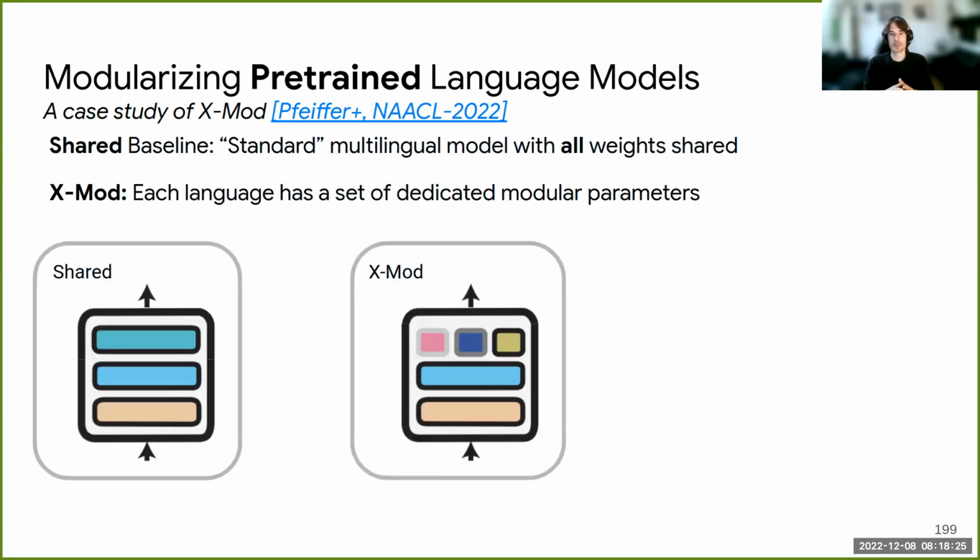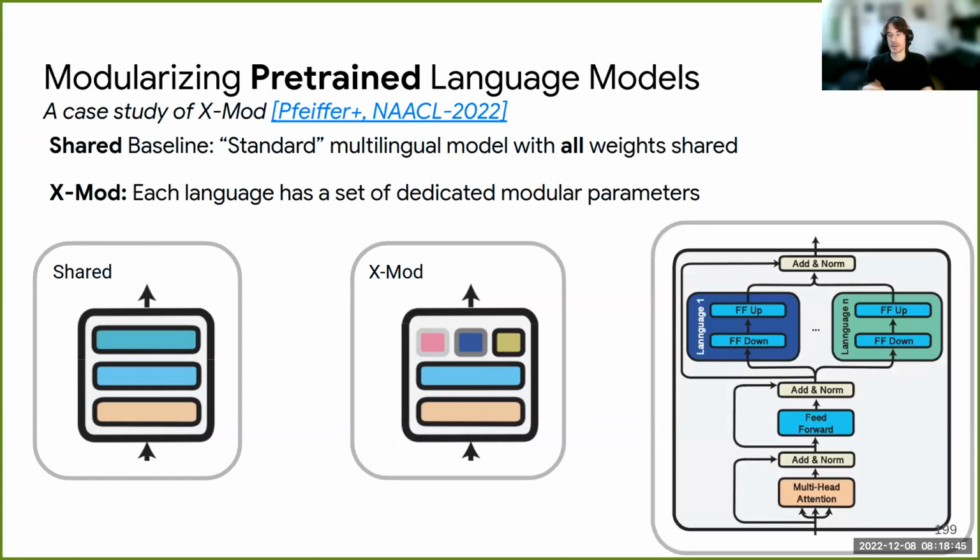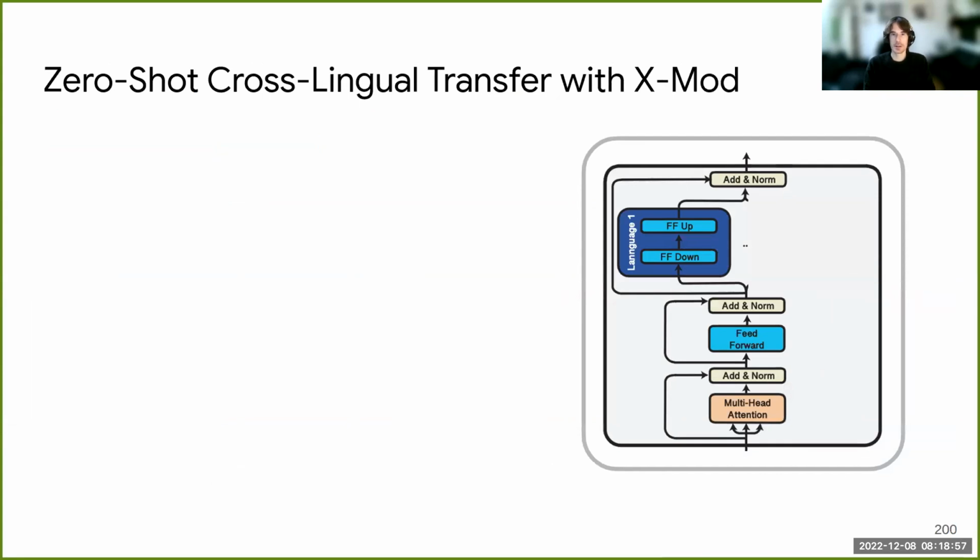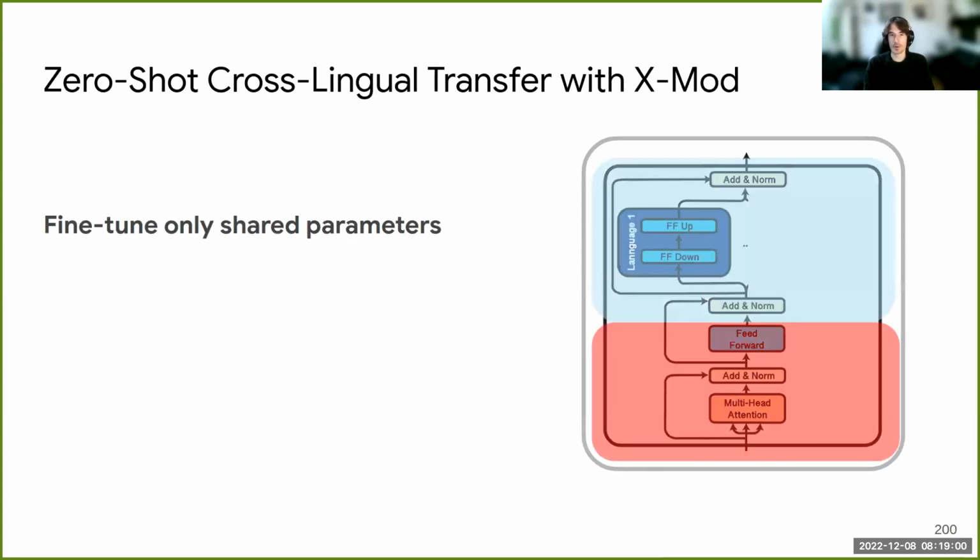So you can actually have a shared baseline, which is a standard multilingual model with all weights shared, and X-MOD, where each language has a set of dedicated modular parameters. So we are leveraging that old idea of combining shared and non-shared parts of the model. And again, as I said, X-MOD is basically MAD-X for pre-training. Each language gets its own dedicated language adapter at pre-training. And zero-shot cross-lingual transfer with X-MOD is pretty much the same as before. So when you do fine-tuning for a particular task, you're just going to fine-tune the shared parameters.